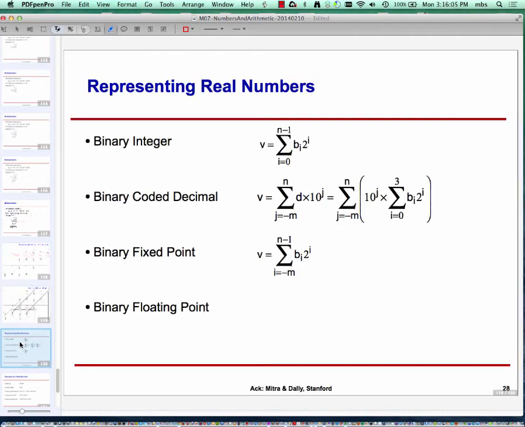Okay, so integers we have covered now, so we know how to represent.